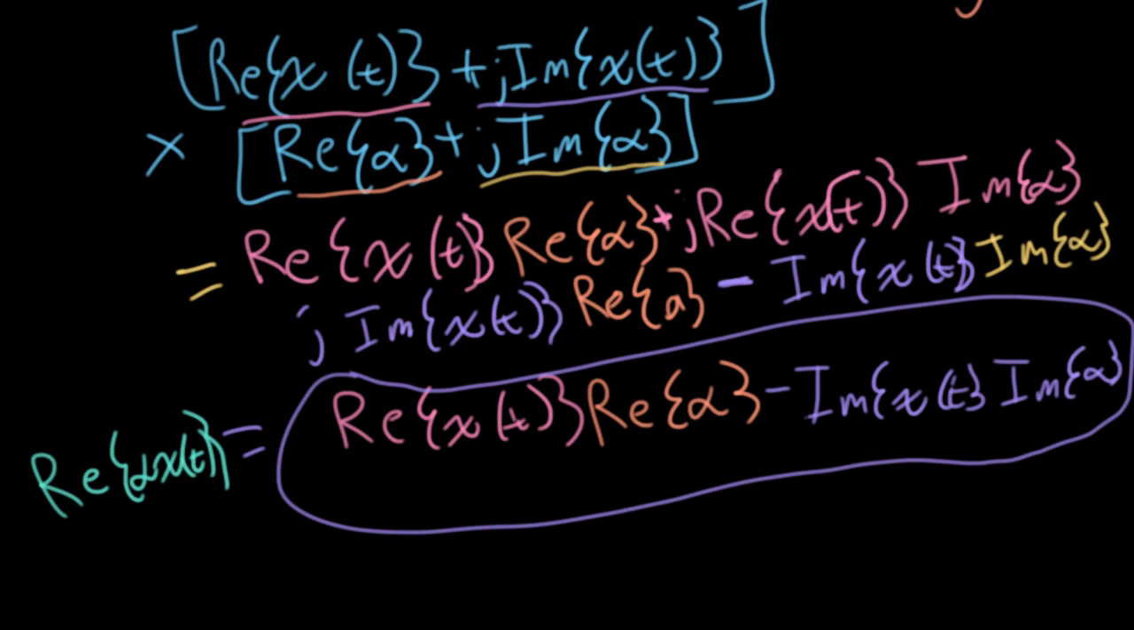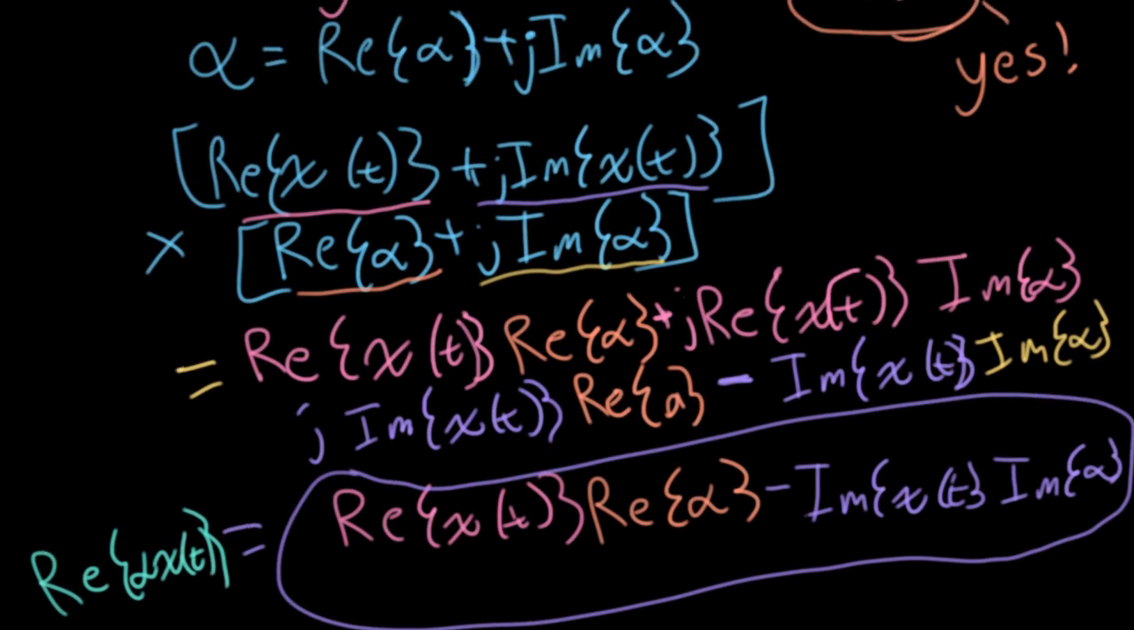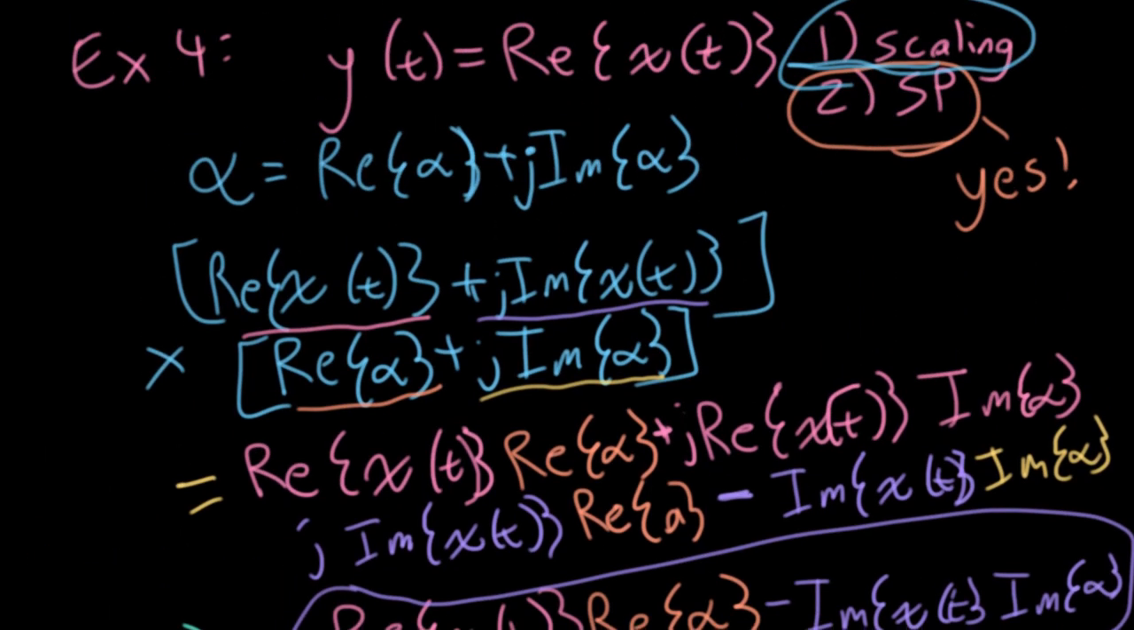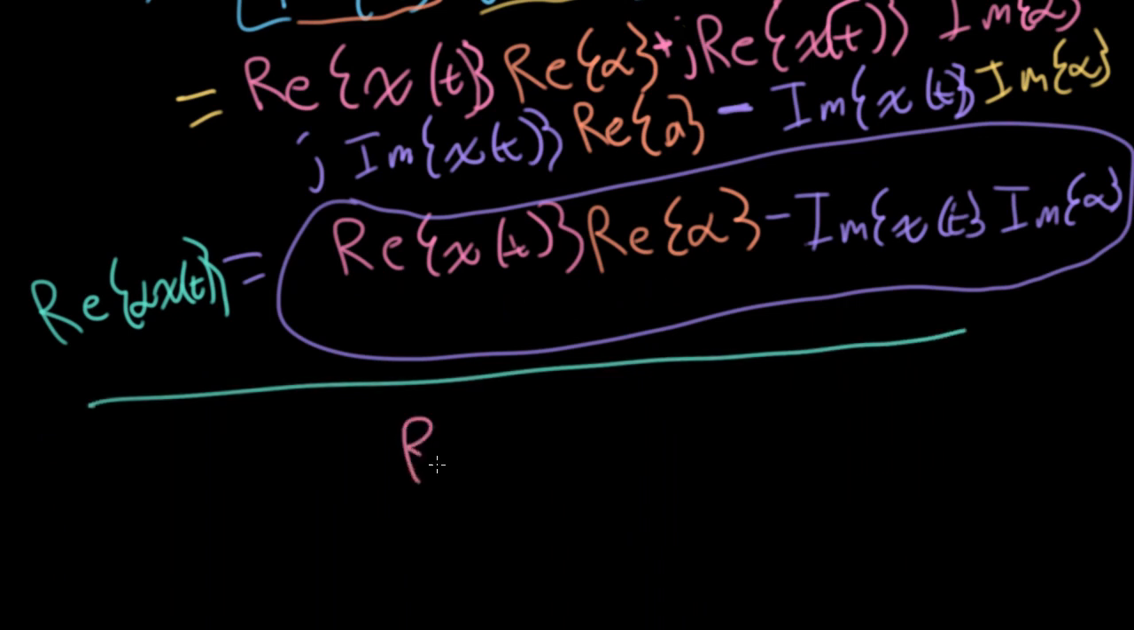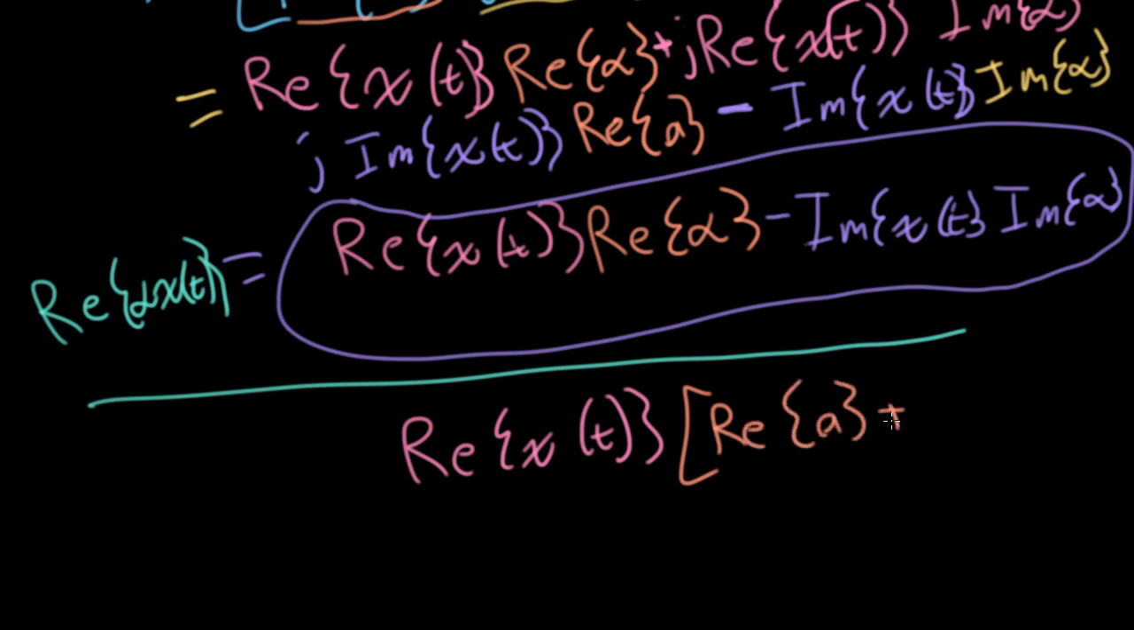So that was a lot of work. Now let's go the other direction. What we're going to do is take the real part first and then multiply it by alpha. So let's take the real part of x of t, and then I'm going to multiply it by alpha, which is going to have two components. It's going to have a real part of alpha plus j times an imaginary part of alpha.